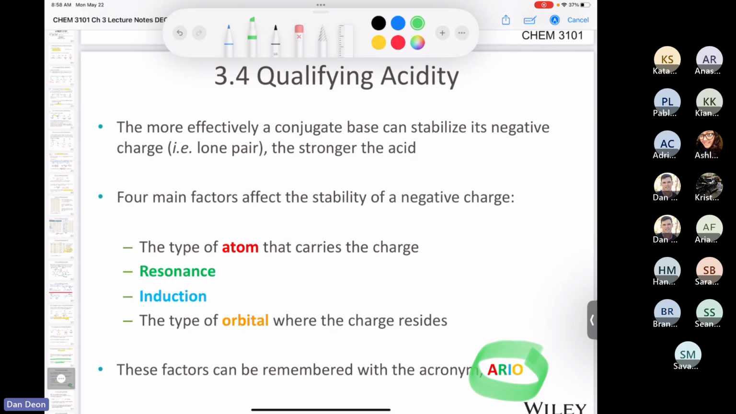So what I'm going to do now is take a short break, and then we're going to come back because this is a pretty important section. It's a pretty heavy section, and I think that section 3.3 is also relatively heavy. So I want to take a short break, and we're going to come back and go through all of the points of ARIO so that you'll understand it, and then we're going to try a few practice problems with it.